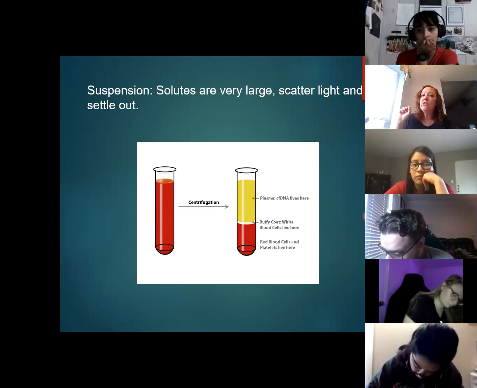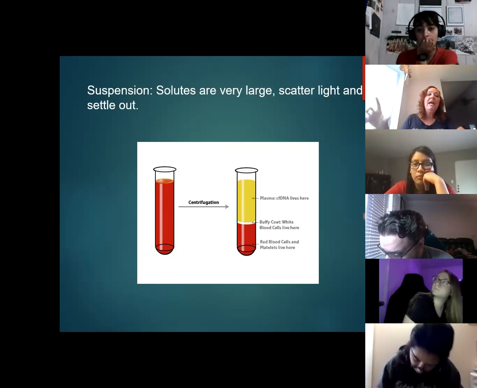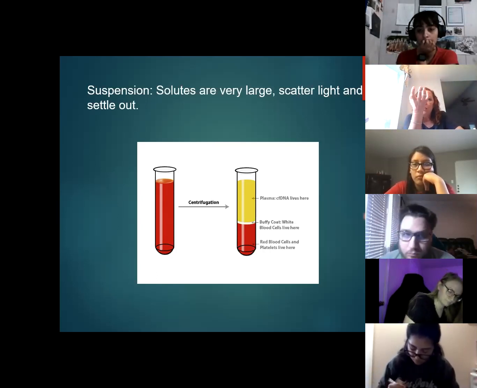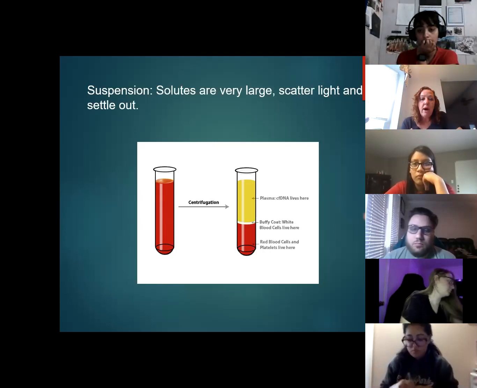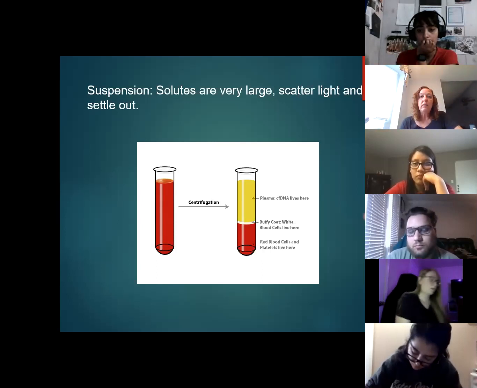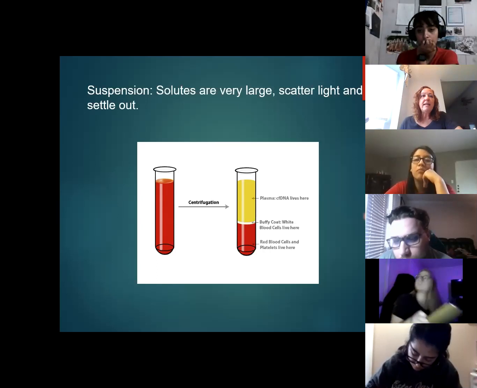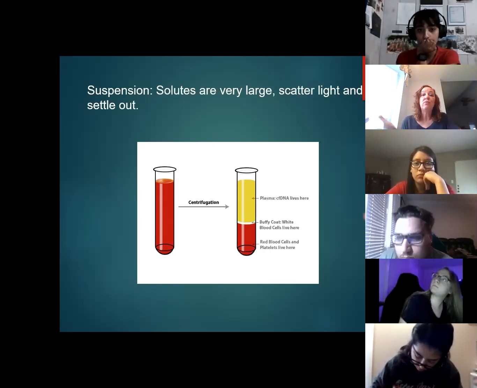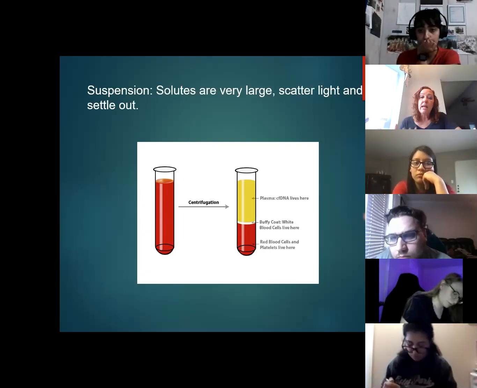But the big difference with our suspension is if I leave the blood sitting on the counter, the cells are so heavy they will, by gravity, start to settle to the bottom. And in fact, that's something that we want them to do so that we can separate the cells from the fluid.